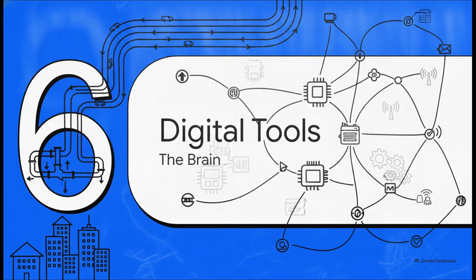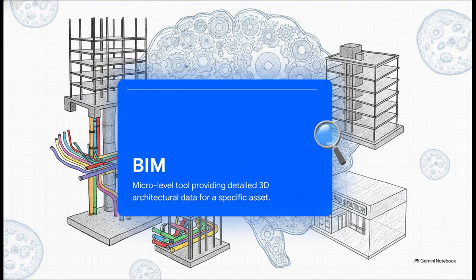And finally, Section 6, designing with digital tools, the brain of the city. So with all these complex water systems, social catchments, and traffic flows, how is all of this actually coordinated? Through the city's digital brain. And the foundation of this brain is BIM, or building information modeling. Think of this as looking at the exact cellular makeup of a single urban organ.